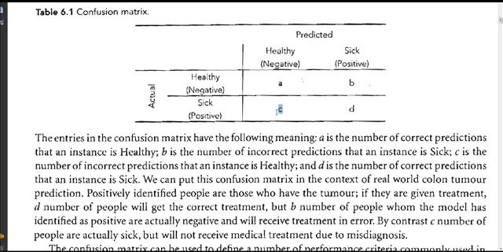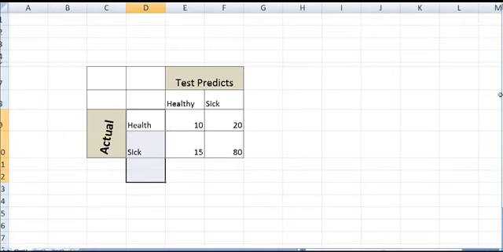Okay, now what did we say before in terms of the accuracy? We said, how many were accurate? This one and this one, that's 90. 90 out of a total of 115, right? So that's called the accuracy. That's the percent right. And then we can also talk about the error rate, and that's going to be what? 20 plus 15, 35 out of 115. So that's going to be the error rate.